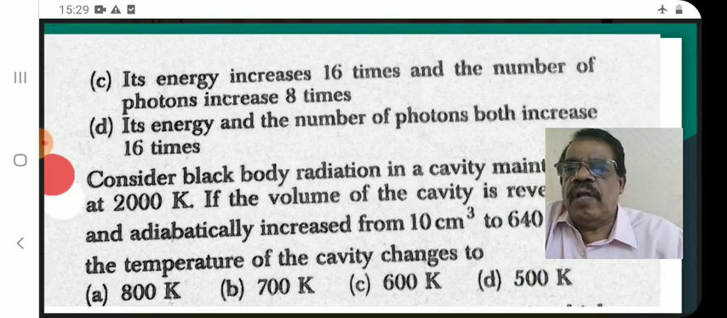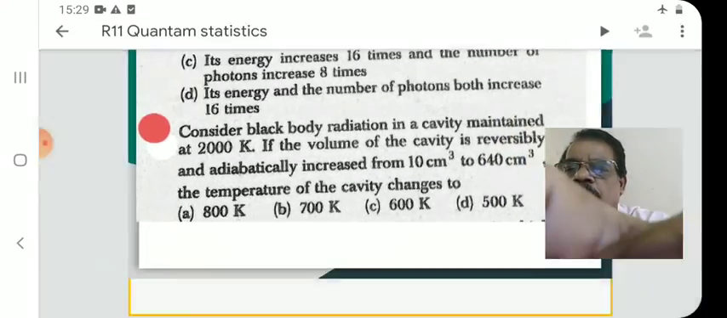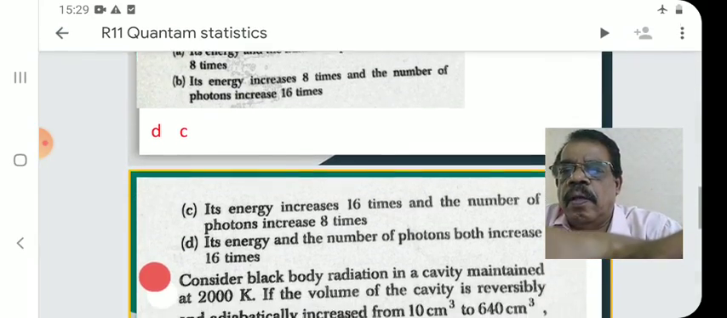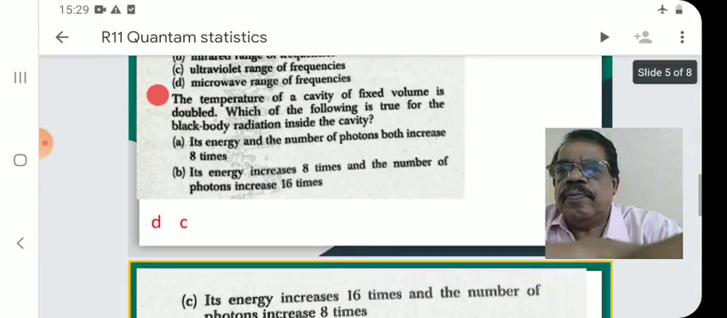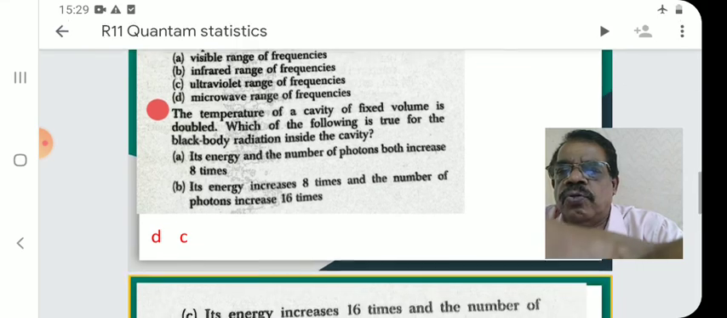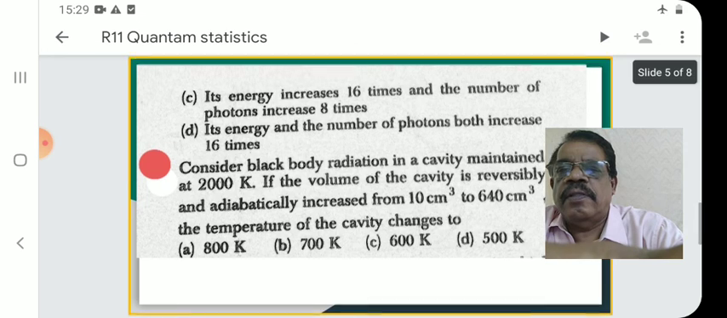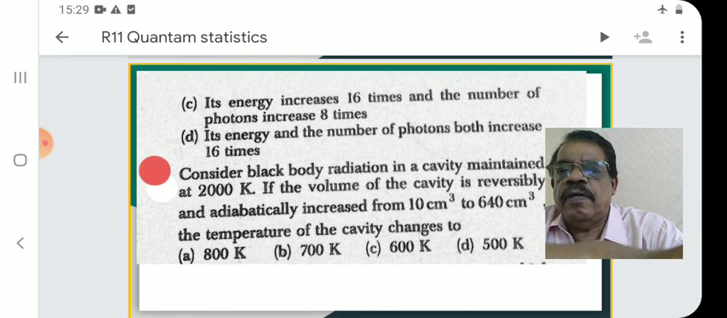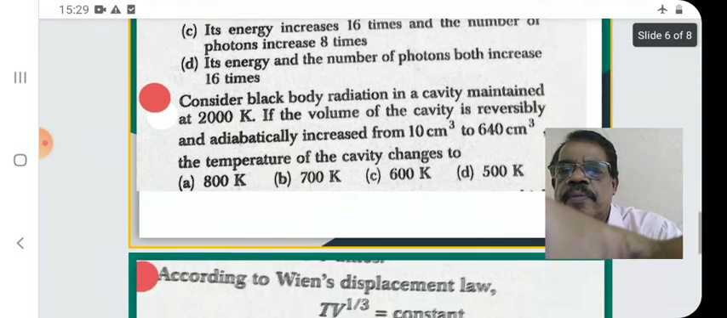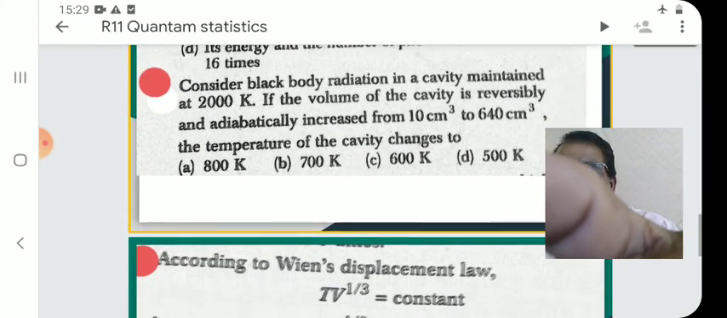And the answer to that question is C. That is, its energy increases 16 times and the number of photons increases 8 times. Next question.